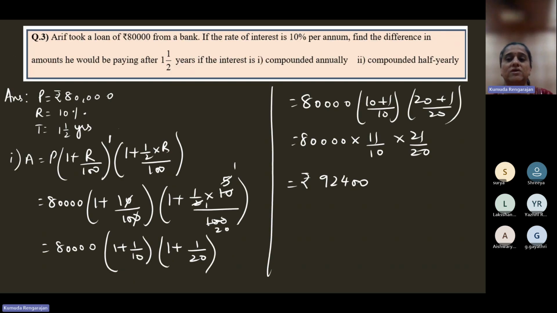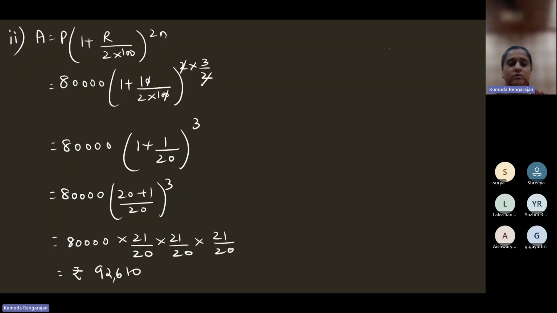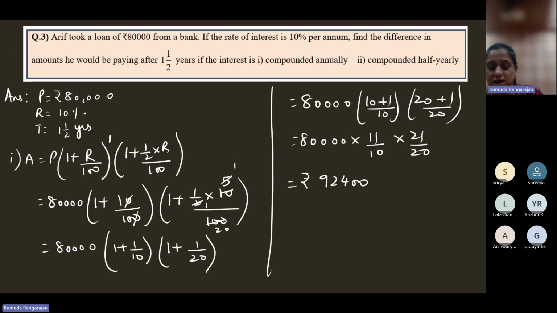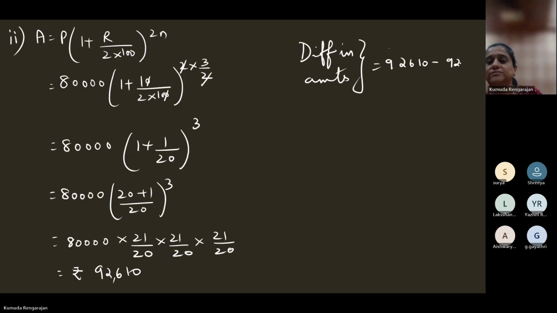That is the question. Find the difference in the amounts. So the difference in amounts is equal to 92,610 minus 92,400. That is rupees 210.